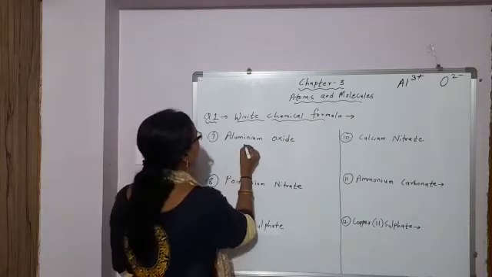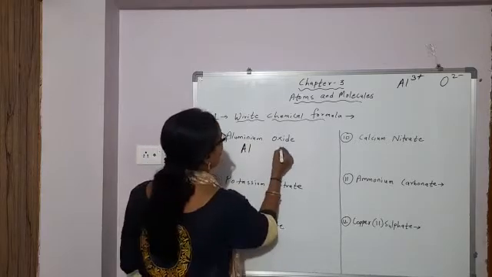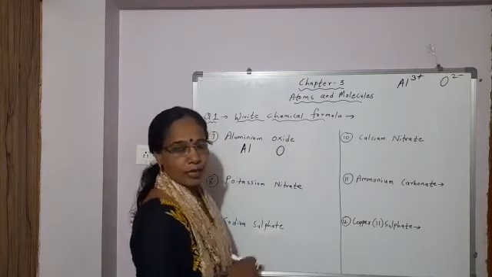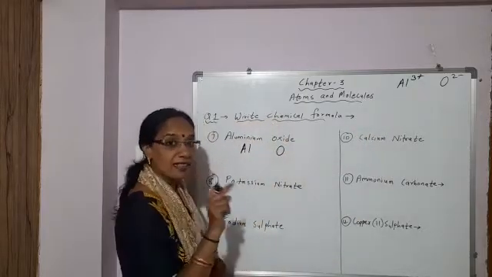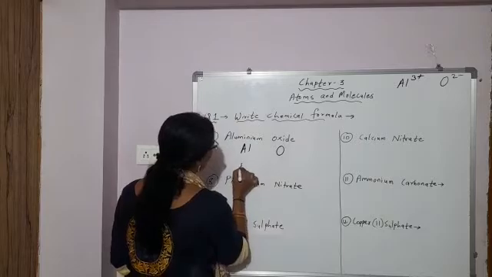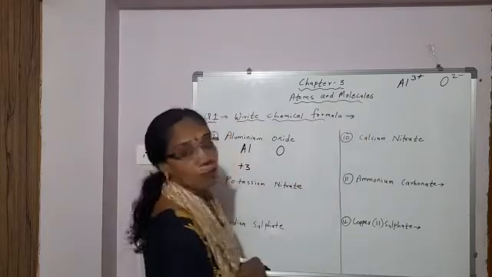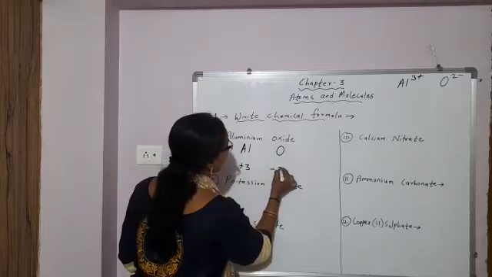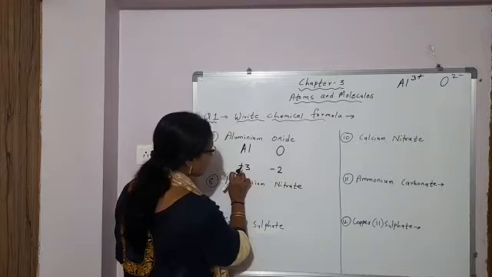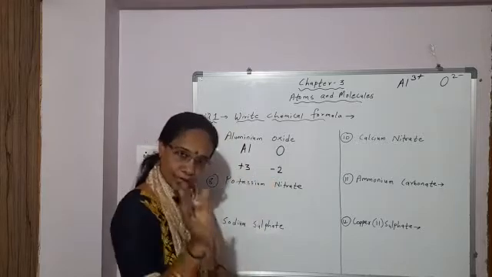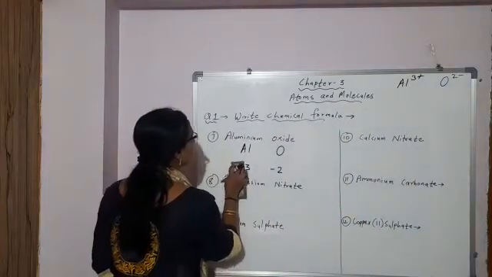So write the symbol of aluminium first. Al, oxide, O. Now 3 plus, what is the charge? Plus 3. So you can write directly plus 3. And oxide, what is the charge? Minus 2. Now this charge, no need to write, you can remove it, you just write the valencies. Okay.